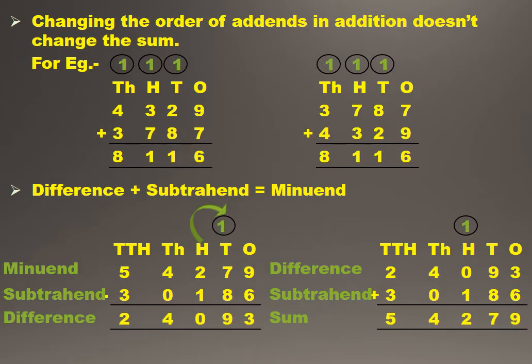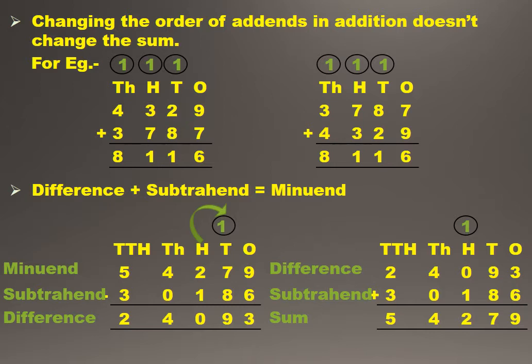Now add 1 plus 8, 9. 9 plus 2, 11. Again 1 comes on tens place and carry forward 1 to hundreds place. 1 plus 7, 8 plus 3, 11. 1 on hundreds and carry forward 1 to thousands. By adding 1 plus 3, 4. 4 plus 4, 8. The sum is same, 8,116. Hope it is clear through example that when we add two or more numbers in any order, the sum will remain the same. No confusion?